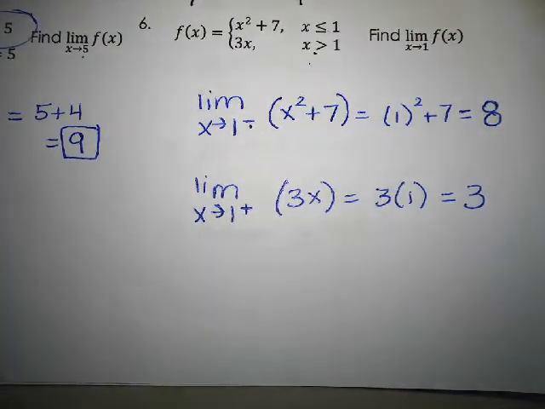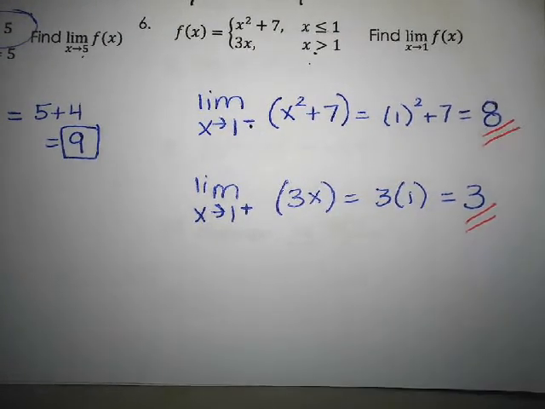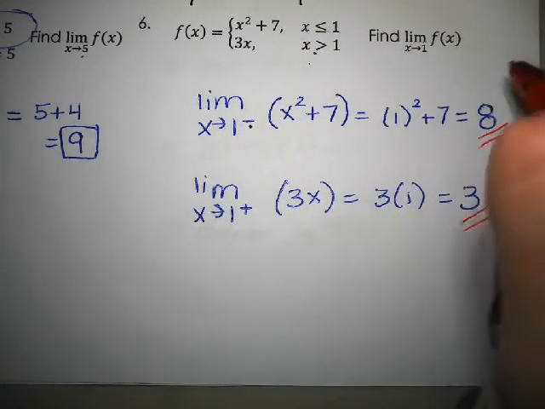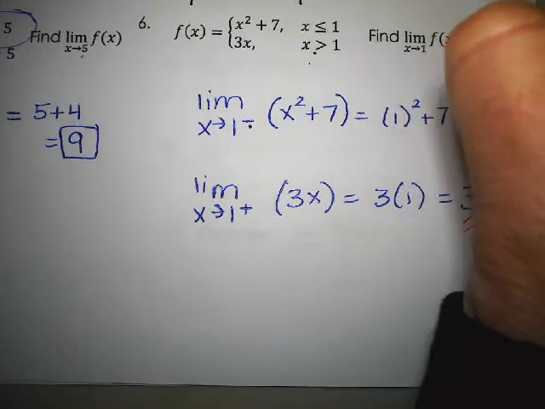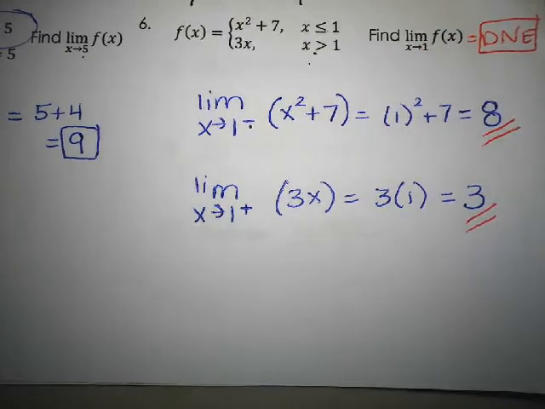So what do we think? What do we think the answer is going to be? I'm supposed to compare my left-hand limit and my right-hand limit, and they are not the same number. And so if they are not the same number, I say that the limit does not exist. DNE.